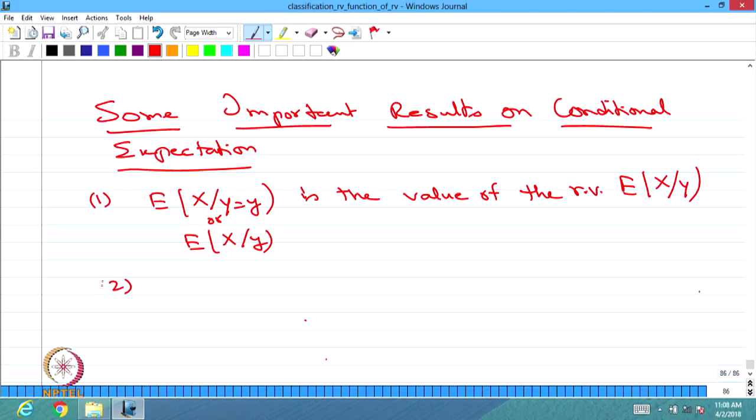The second result: the expectation of x given small y is always going to be greater than or equal to 0 whenever the random variable is going to be greater than or equal to 0. That means whenever the random variable takes values greater than or equal to 0, or the probability of x greater than or equal to 0 is 1, in that case the conditional expectation of x given the other random variable is also going to be greater than or equal to 0.